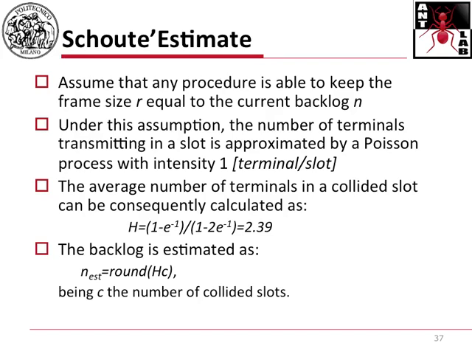Clear? So the assumption is, if I'm able to set the frame size equal to the backlog, then the traffic I observe in each single slot is a Poisson point process whose average is equal to 1 terminal per slot, which means that on average I have 1 terminal in each slot. Okay?